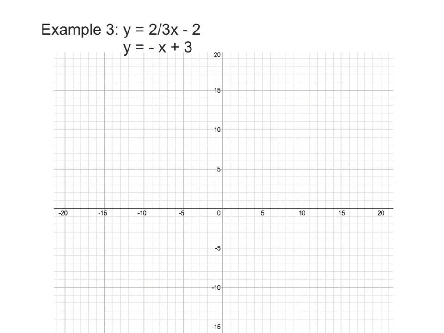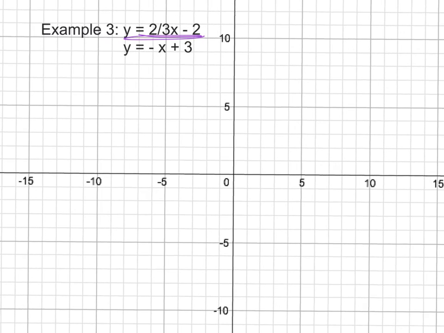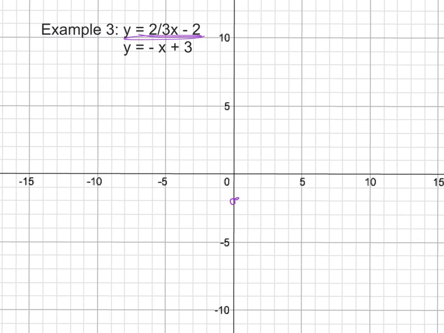For example 3, we are going to do the same idea. So y equals 2/3 x minus 2. I'm going to make that purple. I'm going to identify my y-intercept, which is -2. So I'm going to put a point at -2. Okay. And then my slope is 2/3. So I'm going to go up 2 over 3 to the right, up 2 over 3. And I'm going to do a couple more points. And I'm going to do some to the left. So go down 2 over 3. And then we can connect them and form our line.